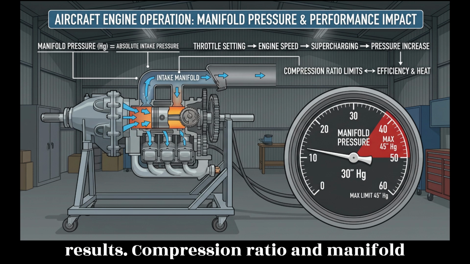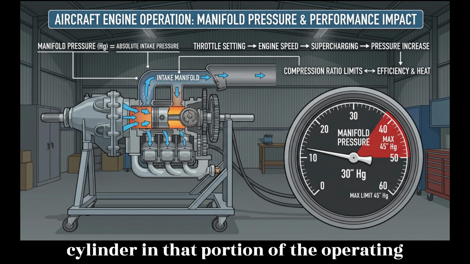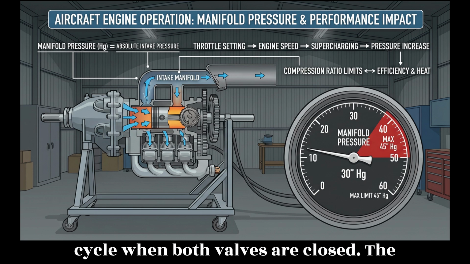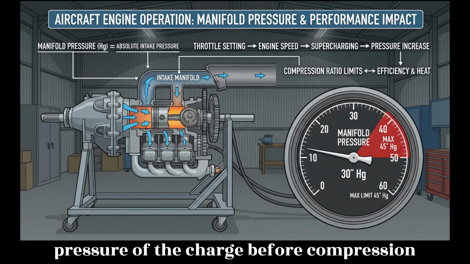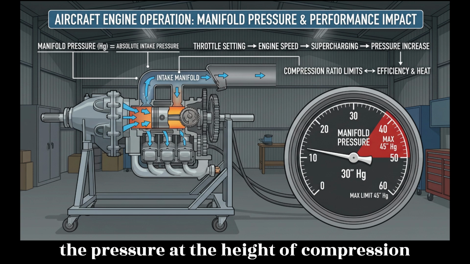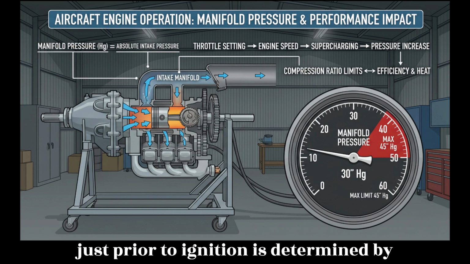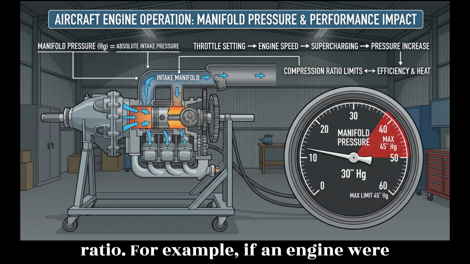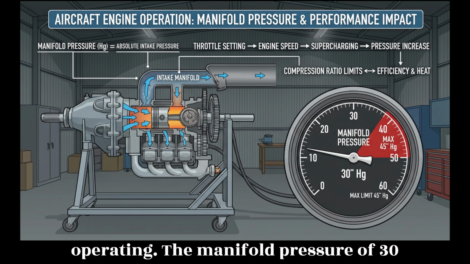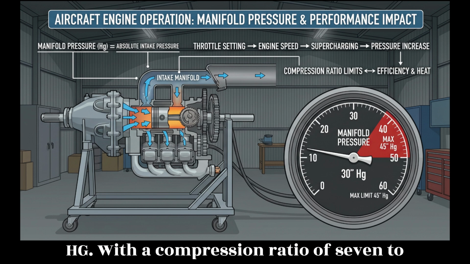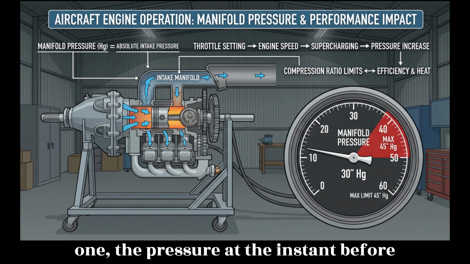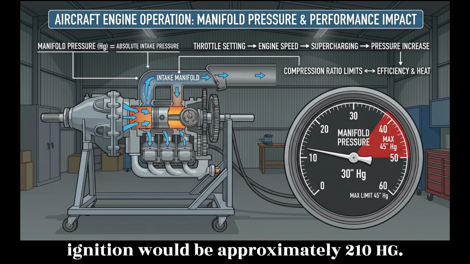Compression ratio and manifold pressure determine the pressure in the cylinder in that portion of the operating cycle when both valves are closed. The pressure of the charge before compression is determined by manifold pressure, while the pressure at the height of compression, just prior to ignition, is determined by manifold pressure times the compression ratio. For example, if an engine were operating at a manifold pressure of 30 Hg with a compression ratio of 7 to 1, the pressure at the instant before ignition would be approximately 210 Hg.